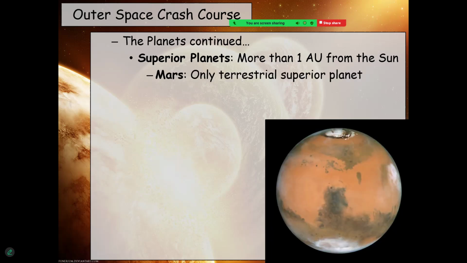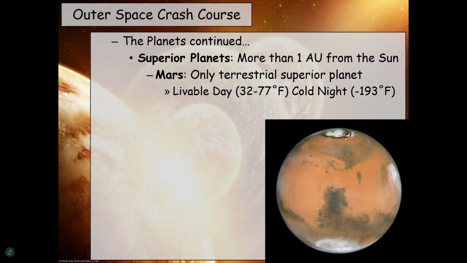Mars, the only terrestrial superior planet, is one that gets talked about a lot, especially here in America. We're very interested in Mars. There's a couple of reasons for that. One of them is that it is the only planet that has semi-normal temperatures, right? During daytime temperatures, especially in their summer, if you will, the temperature is 32 to 77. That's perfectly livable temperatures.